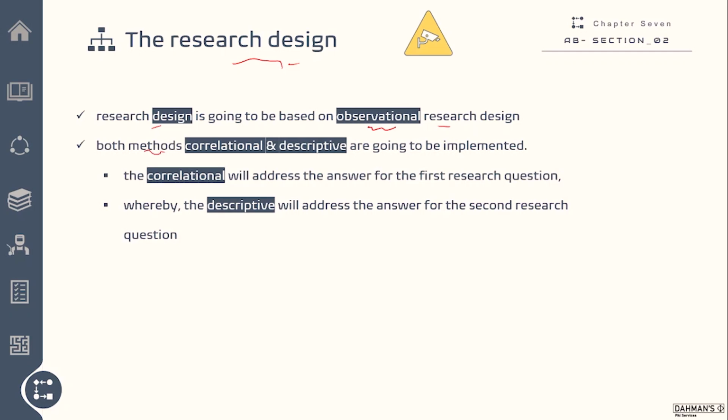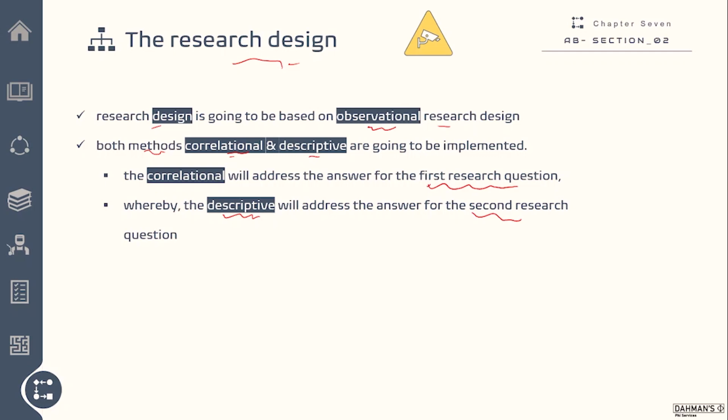And we are going to actually use both methods, and that is the correlational method and then the descriptive method, where the first method, the correlation, is going to help us to answer the first research question, and then the descriptive method is going to help us to answer the second research question.